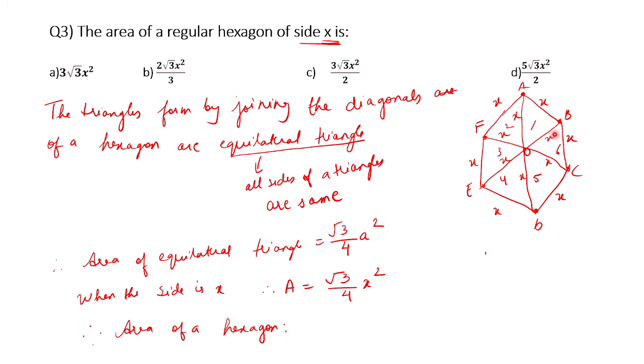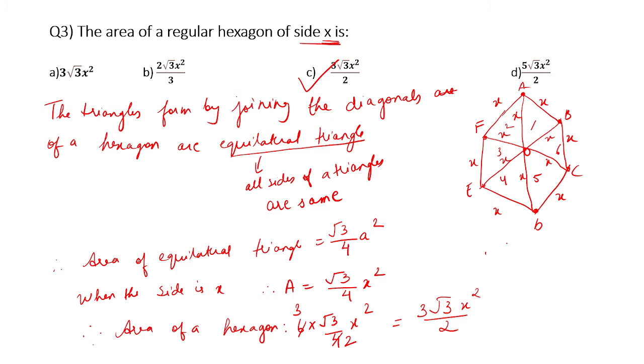But since all of these triangles are equilateral, that means they're all more or less the same. So we just write this as, how many triangles are there? 6 triangles. So 6 into √3 by 4 X square. So this will become 2 and this becomes 3. That means the answer is 3√3 X square by 2. Clear with this? That means this is your option number C.